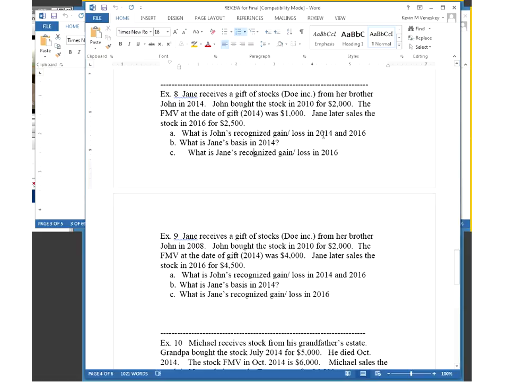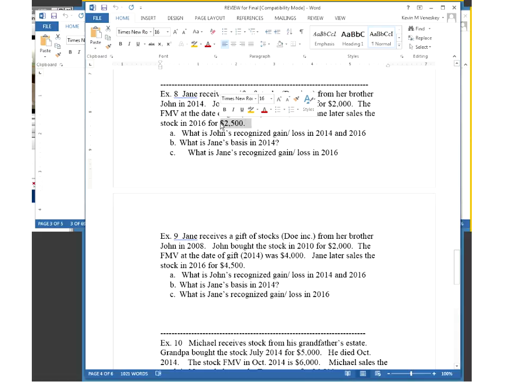What's John's recognized gain or loss in this example in either of the years? And the answer is 0. He doesn't get any gain or loss since it was a gift. What's Jane's basis? Well, it kind of depends on how you want to talk about it. You could say Jane's basis is the 1,000 that she received it for, knowing that she can possibly take an unused loss from her brother. So it's $1,000, but then there are some exceptions.